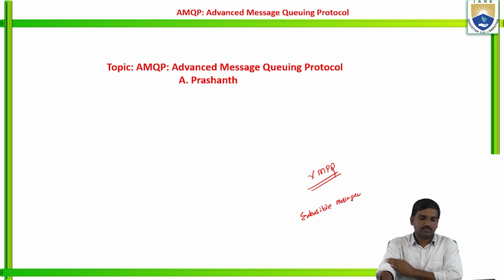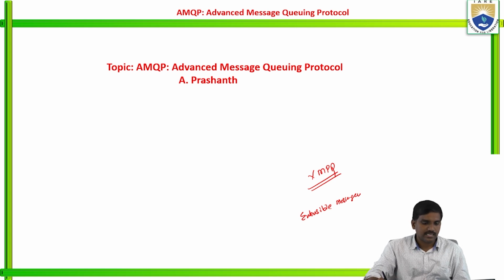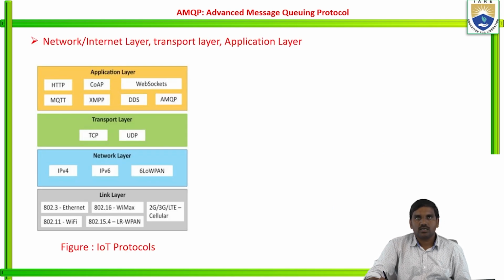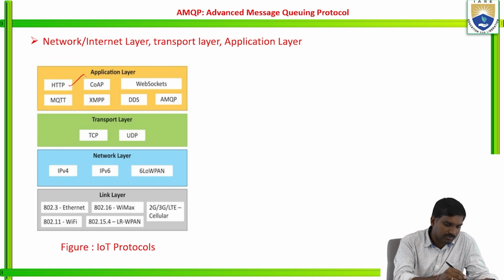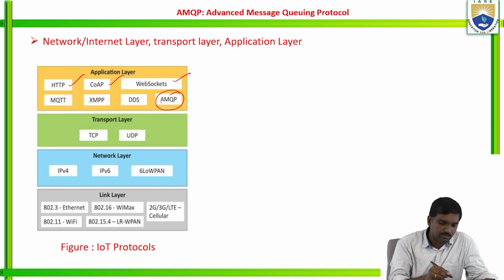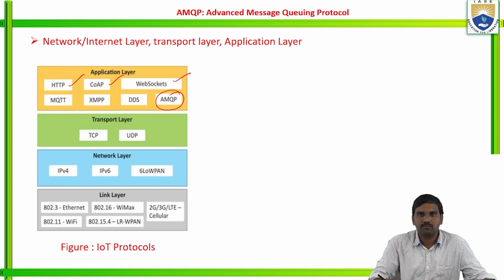So now I'm going to introduce another protocol which is available in the application layer, that is AMQP. AMQP stands for Advanced Message Queuing Protocol. We have to maintain one queue format while sending the information from the sender. We already know we are in the application layer. Under the application layer we have different protocols like HTTP, COAP, WebSockets. Right now our topic is AMQP, Advanced Message Queuing Protocol.